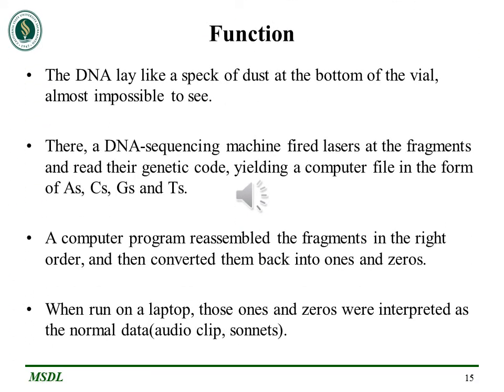The DNA lies like a speck of dust at the bottom of the vial, almost impossible to see. There, a DNA sequencing machine fires lasers at the fragments and reads their genetic code, yielding a computer file in the form of A, C, G and T. The computer program reassembled the fragments in the right order and then converted them back into zeros and ones. When run on a laptop, those ones and zeros were interpreted as normal data, like audio or a sonnet.